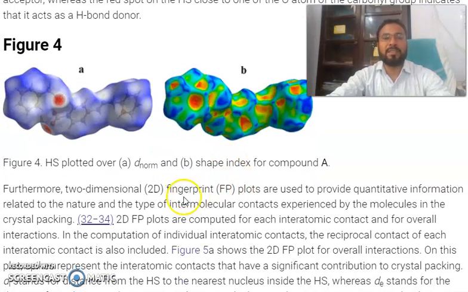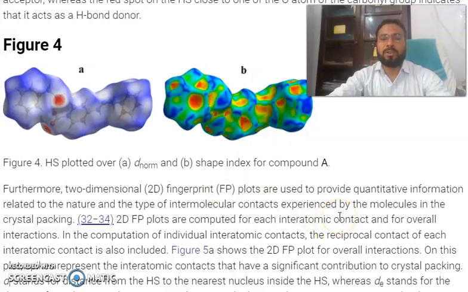You know, my friend, further, two-dimensional 2D fingerprint, FP fingerprint, and 2D means two-dimensional, plots are used to provide quantitative information related to the nature and type of intermolecular contacts experienced by the molecules in the crystal pack. 2D FP means fingerprint plots are computed for each interatomic contact and for overall interaction. In the computation of the individual interatomic contacts, the reciprocal contact of each interatomic contact is also included.